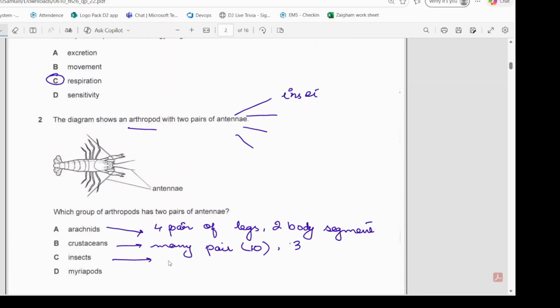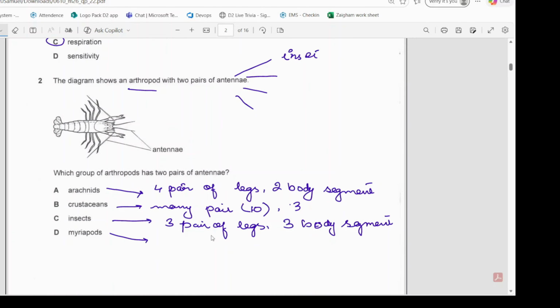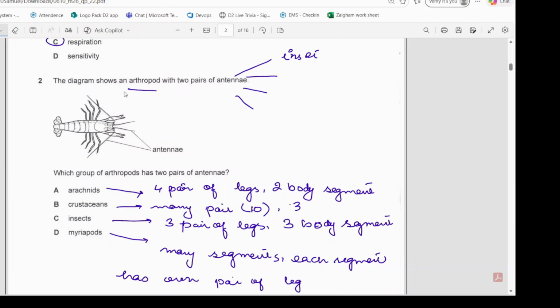Insects have only 3 pairs of legs. They may or may not have wings, and they have 3 body segments, including the head. The last one is myriapods. Myriapods have many segments, and each segment has its own pair of legs.